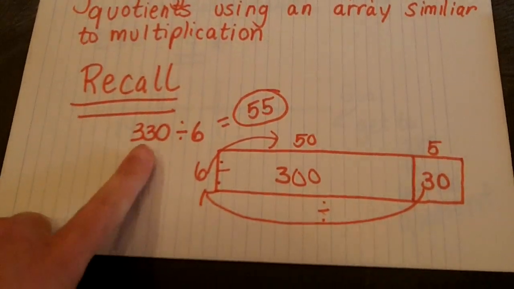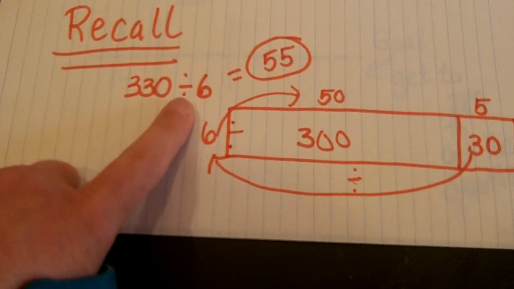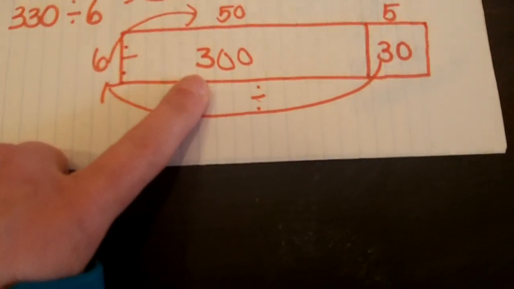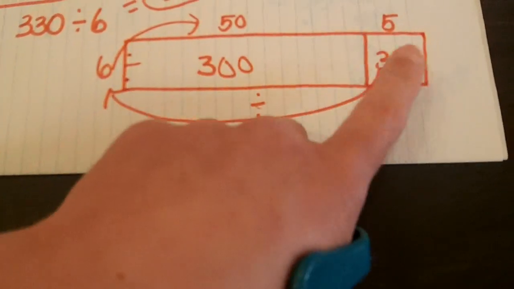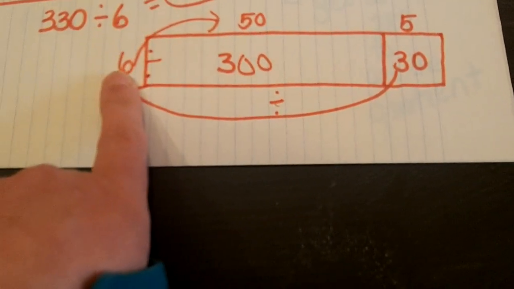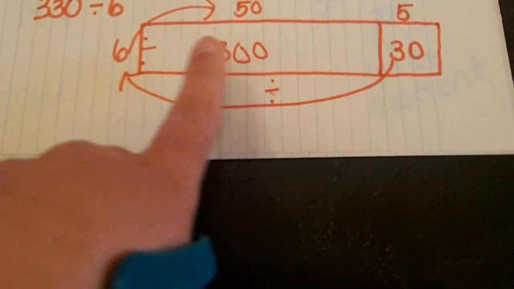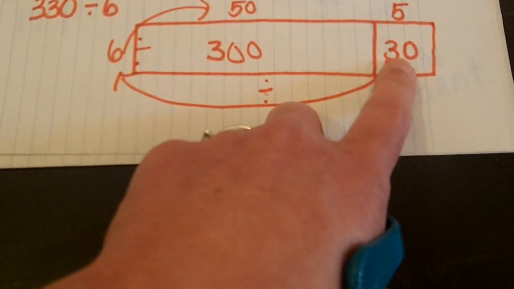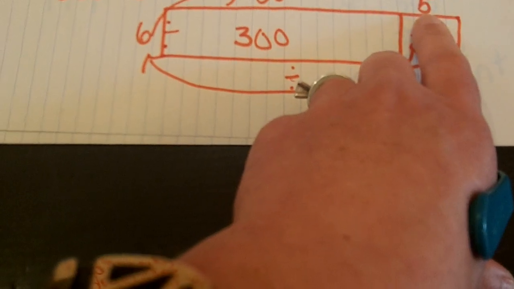So let's say that we had the problem of 330 and we want to divide it into 6. So we did this problem yesterday. So basically I broke 330 into kind of an array, and 6 over here. And so if we take a look at 300 divided by 6, I would get 50. And if we take a look at 30 divided by 6, I would get an answer of 5.